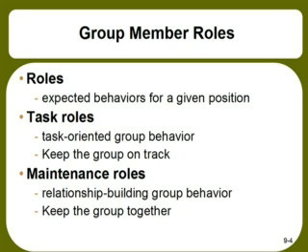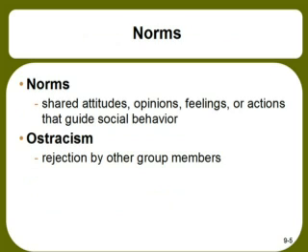Maintenance roles include that of the encourager, who provides feedback and promotes group solidarity, the harmonizer, who mediates conflict, sometimes through humor, the gatekeeper, who tries to involve all group members in the discussions, and the follower, who serves as a passive audience. In addition to the roles that group members play, there are also norms that help the group move towards its goals. Norms are shared attitudes, opinions, feelings, or actions that guide social behavior.